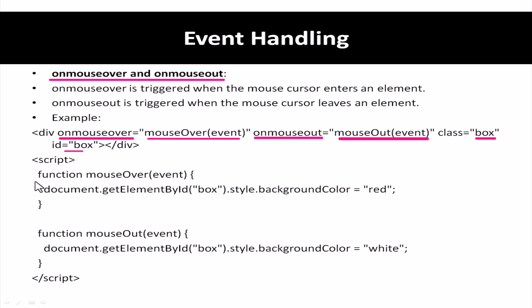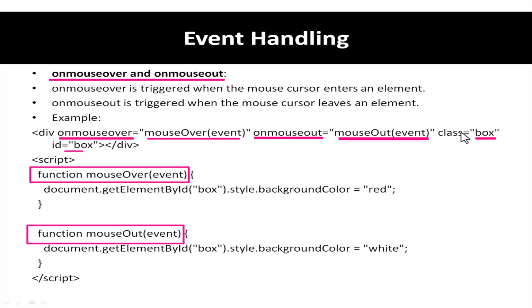Now inside the script tag we have given two functions, mouse over and mouse out event. Based upon document.getElementById and the class, it identifies which kind of element we are using, box. Now here we are going to use a style, background color red. Whenever you move the cursor, it will change to red color, otherwise it will be in white color based upon the function.